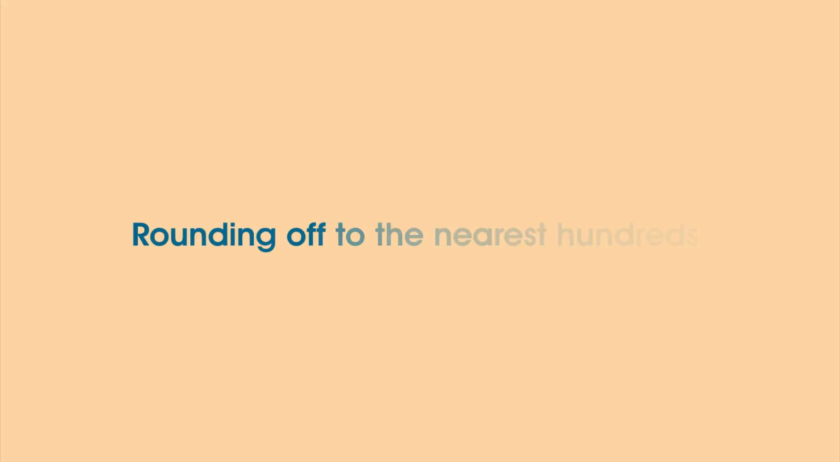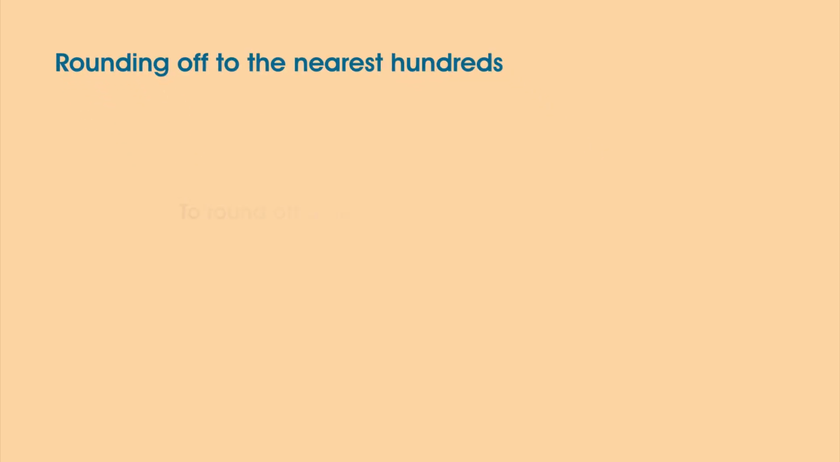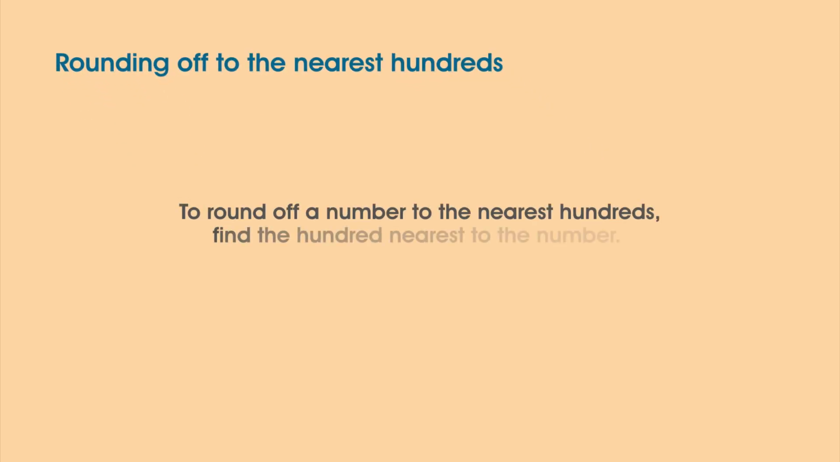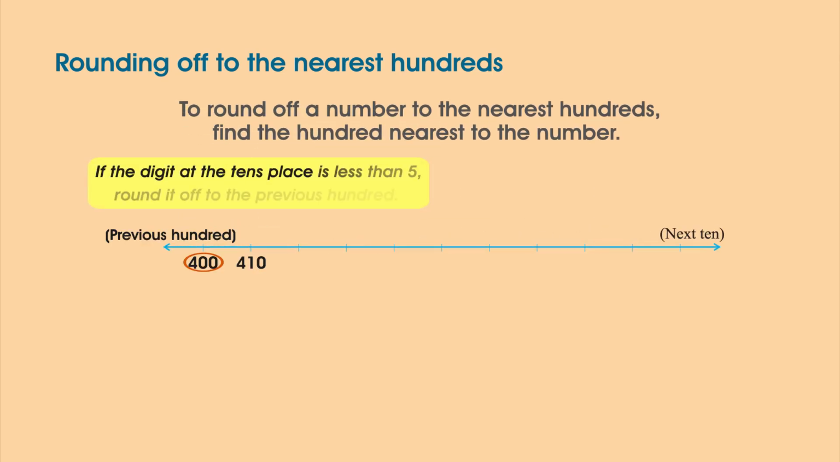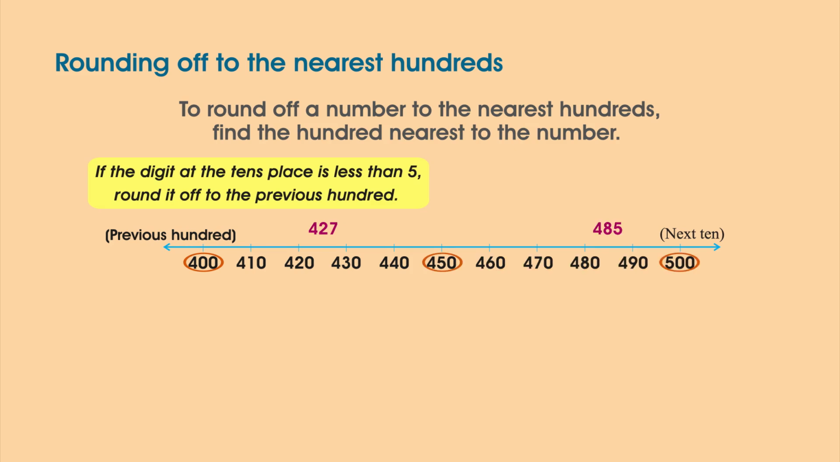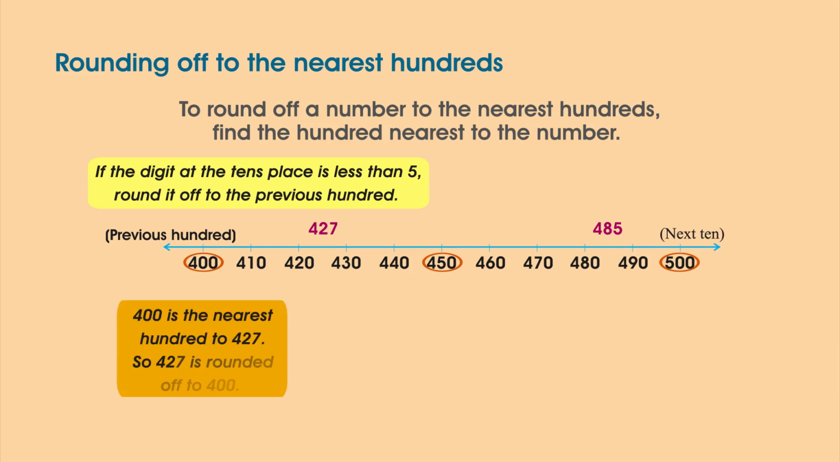Rounding off to the nearest hundreds. To round off a number to the nearest hundreds, find the 100 nearest to the number. If the digit at the tens place is less than 5, round it off to the previous 100. 400 is the nearest 100 to 427. So 427 is rounded off to 400.